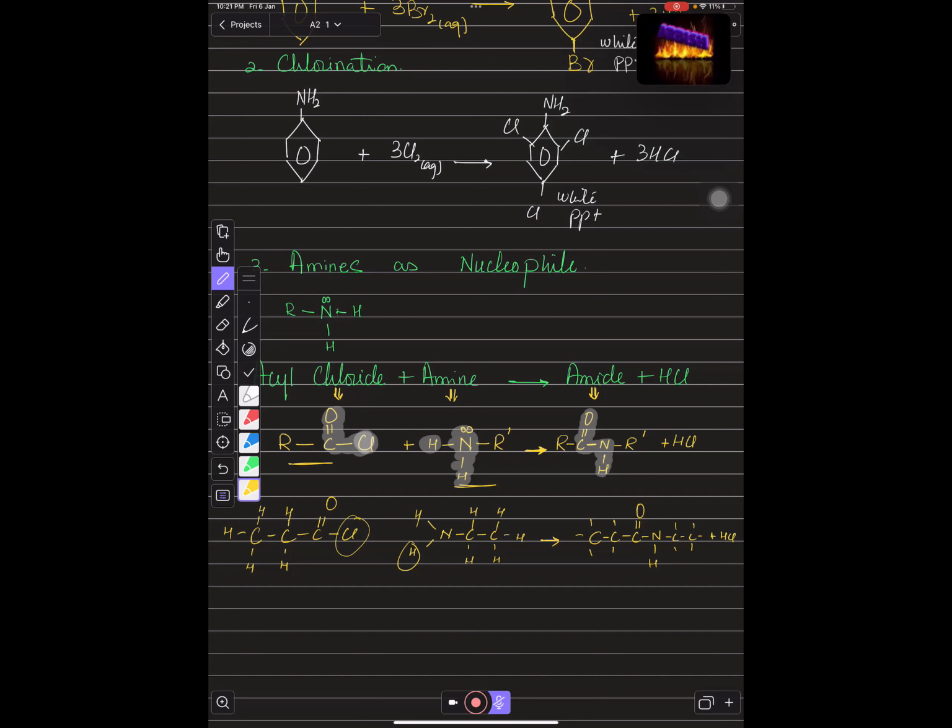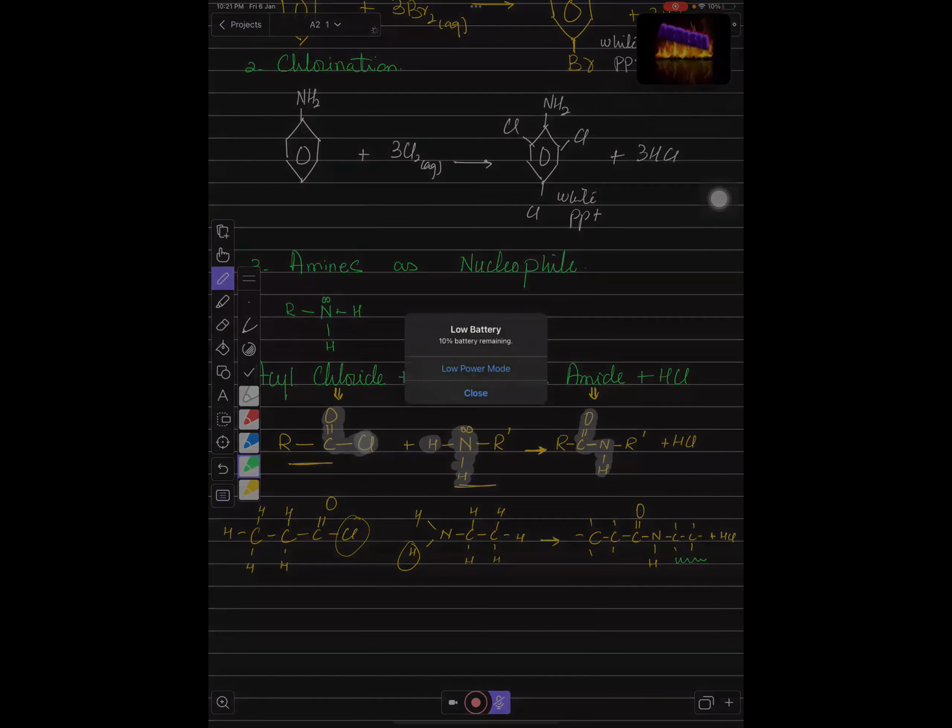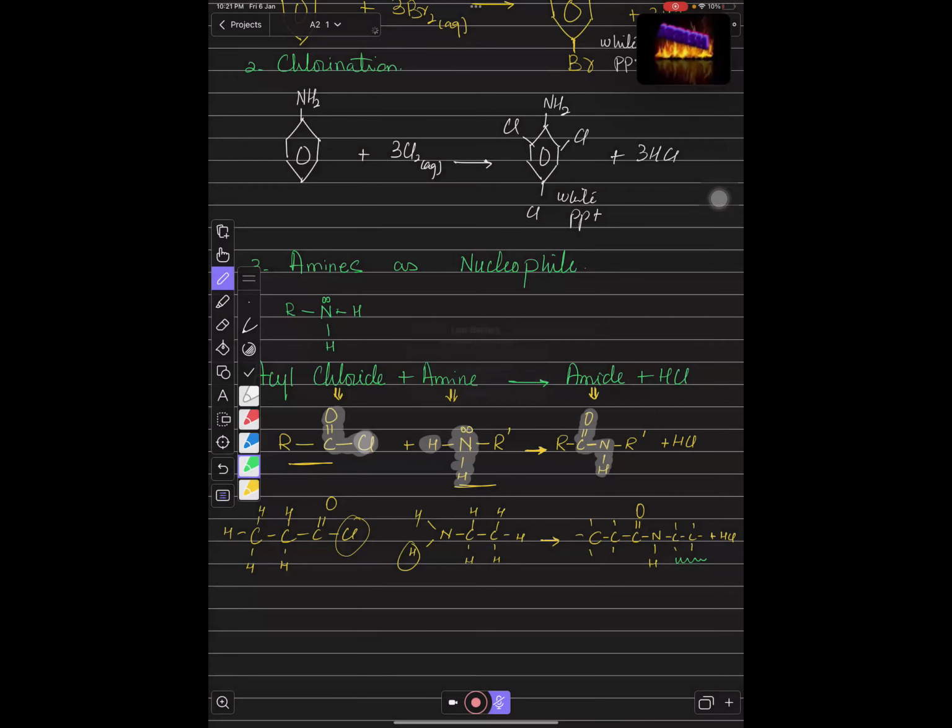Just remember the number of carbons with the amine. The number of carbons with the amine should be written first. So we have 2 carbons, so this is eth. And it should be attached with yl because we are considering this as a branch.